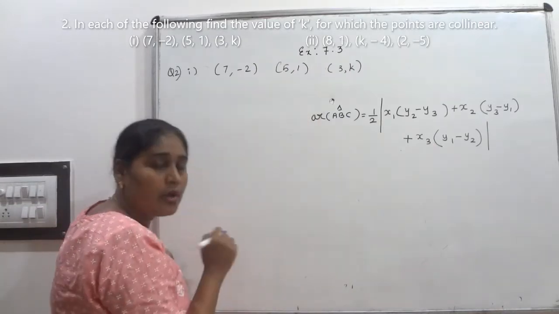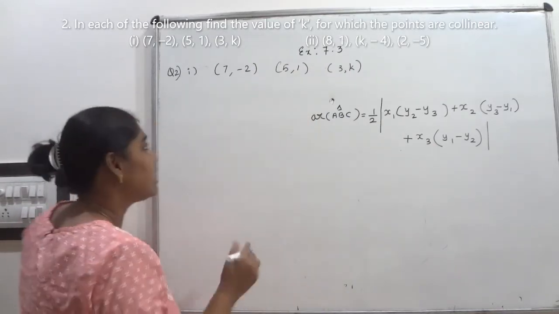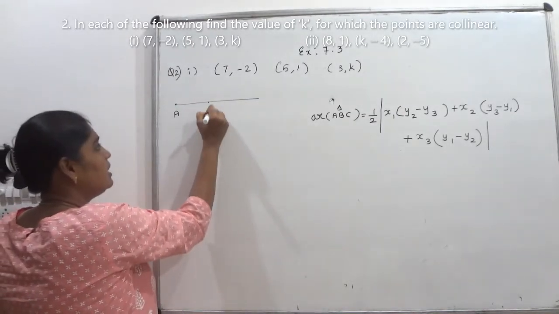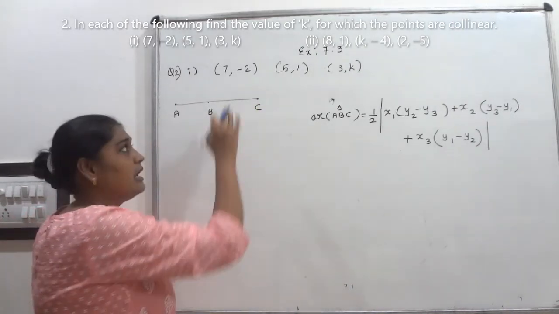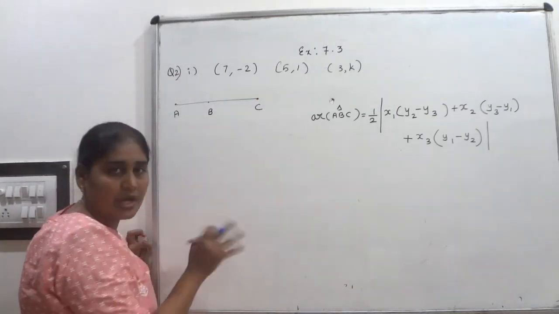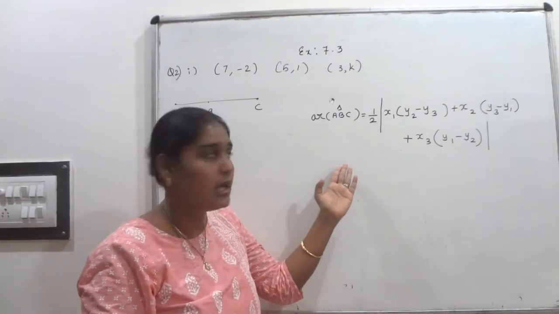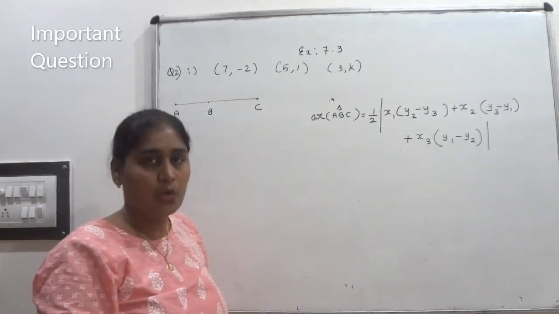Collinear means all 3 points are on the same straight line. Point A, point B and point C on the same line, then we can tell that these are collinear. They never make a triangle. Therefore, if these 3 points are collinear, the area of the triangle will be equal to 0.